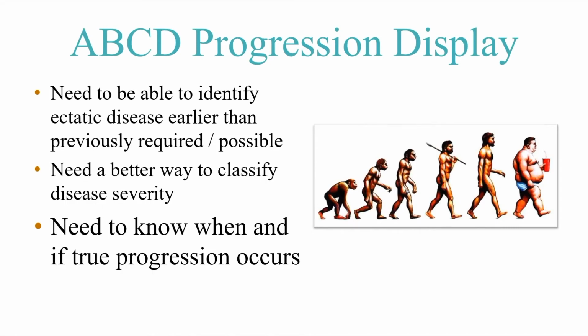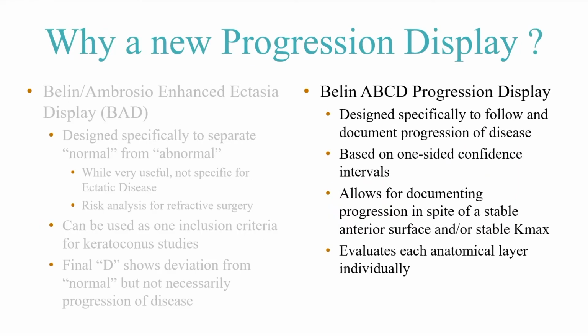So we need to know when and if true progression occurs. And I go back to that statement from the consensus document. The change has to be above the noise of the system, and we need to know it as early as possible. So the ABCD progression display was designed specifically to follow and document progression of disease. It's based on one-sided confidence intervals because we're only interested if the cornea steepens or if the cornea thins. It allows for documenting progression in spite of a stable anterior surface or a stable Kmax, and we'll show you examples of these, and it evaluates each anatomical layer individually.